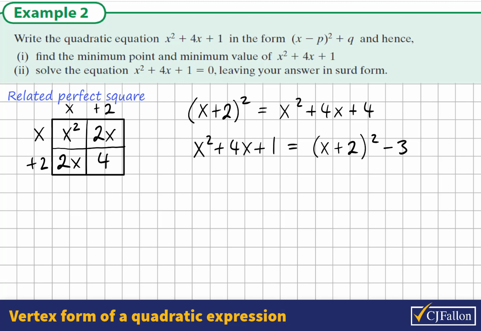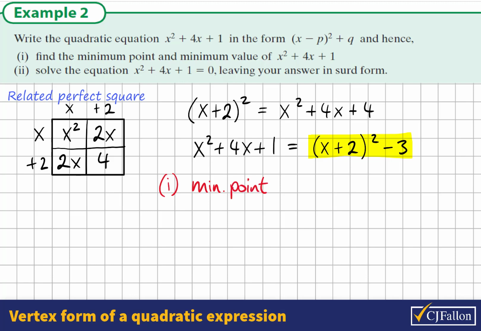We can see that instead of negative p, we have plus 2. So the p value is negative 2. And instead of q, we have negative 3. The q value is negative 3. We're then being asked to find the minimum point and the minimum value of the expression.